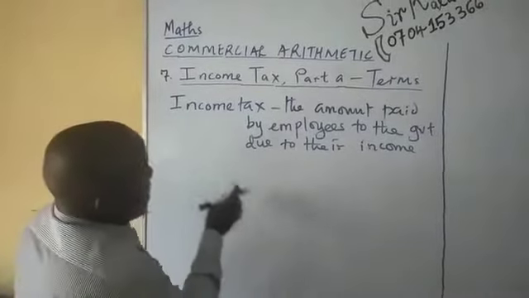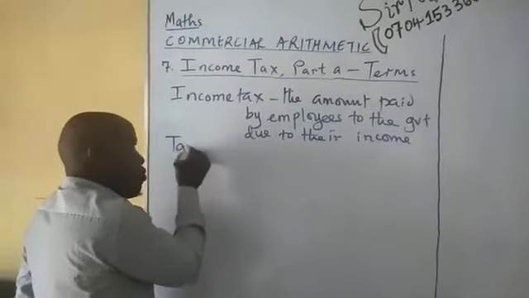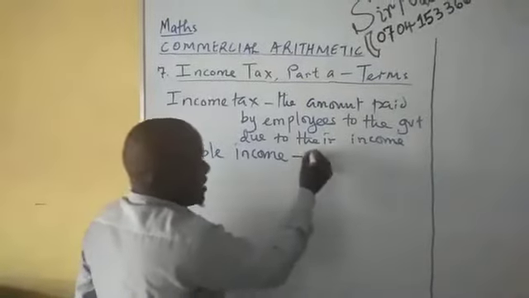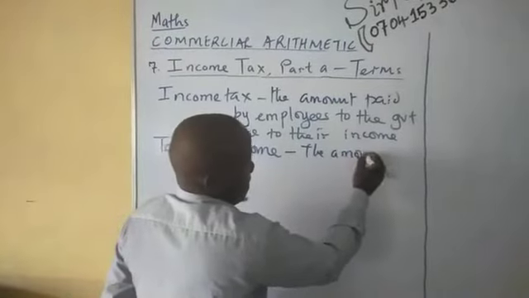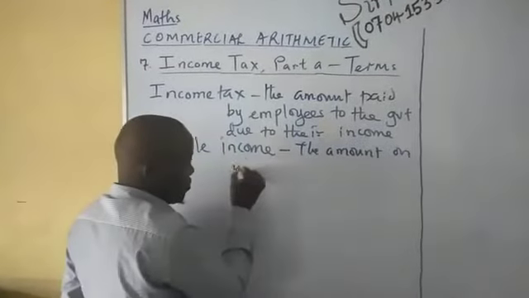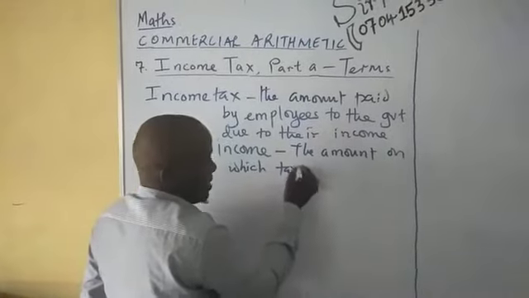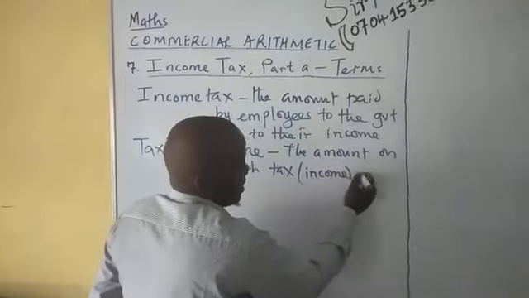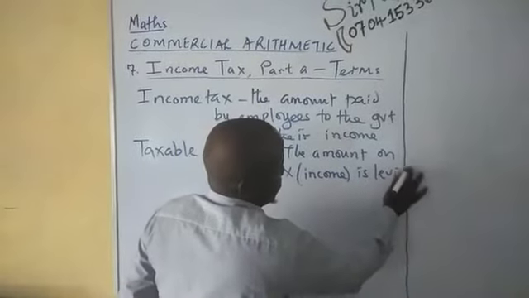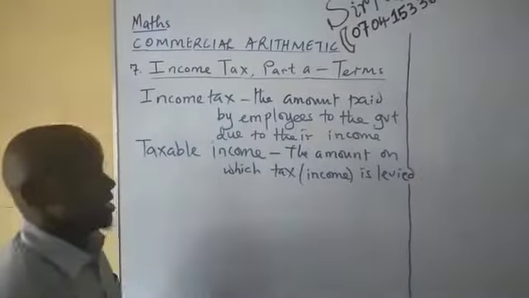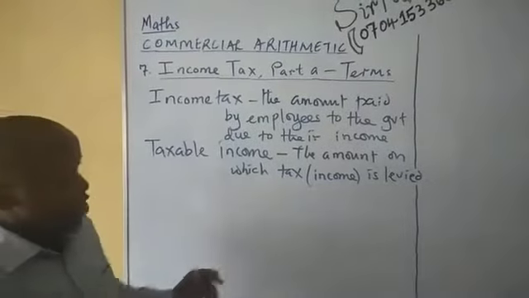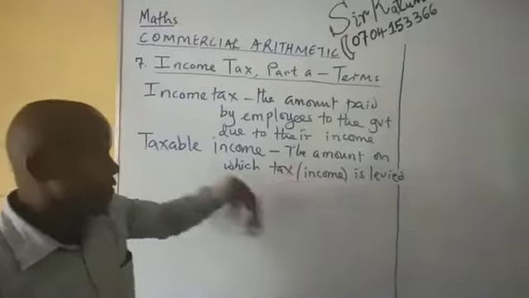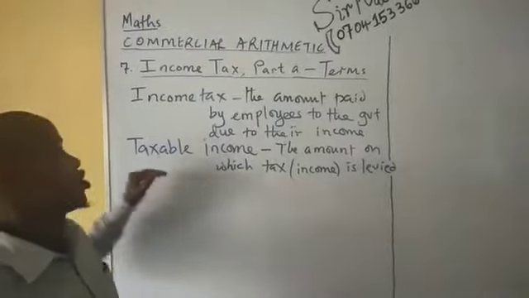Now, the other term under this is called taxable income. And this is the amount on which income tax or tax is levied. Therefore, the amount on which income tax is levied, of course by the government, is called taxable income.